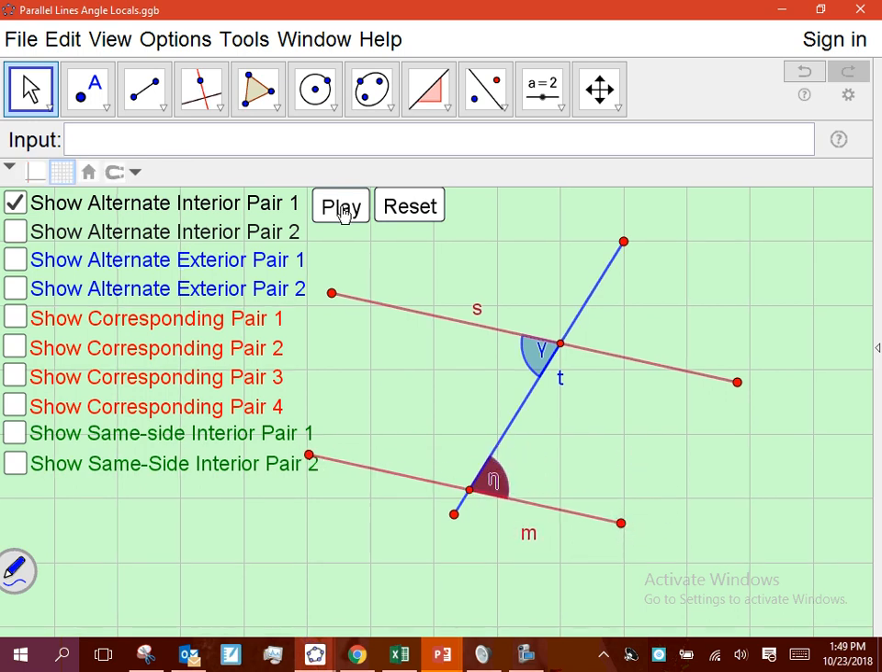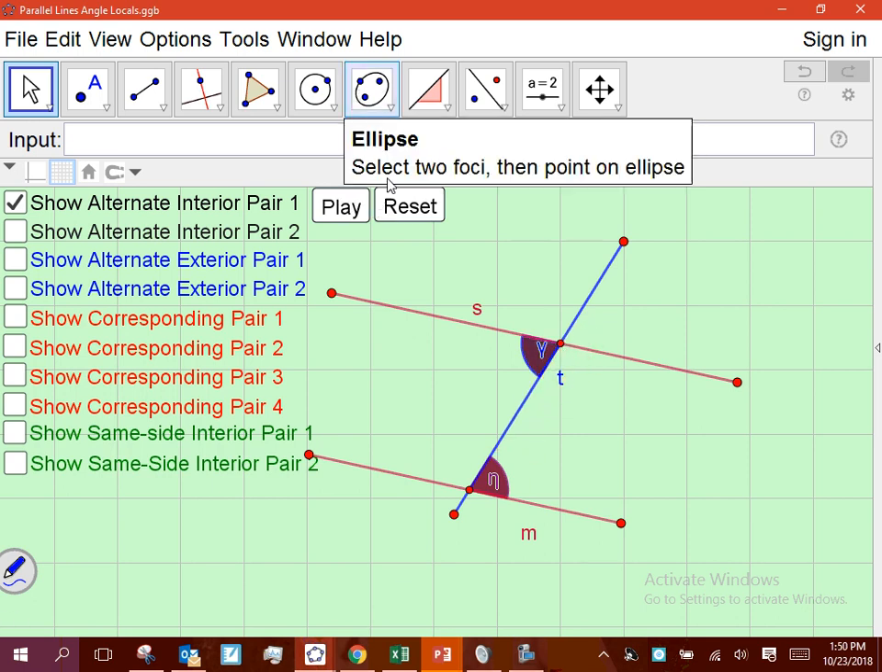If I hit play, it's going to go through an animation here to hopefully get you to visualize a property that we're going to deal with today. What do you think you're going to be able to say if we start off with parallel lines? What are we going to say about those two angles? Okay? They're the same. As I move that angle, it never changes size, right?